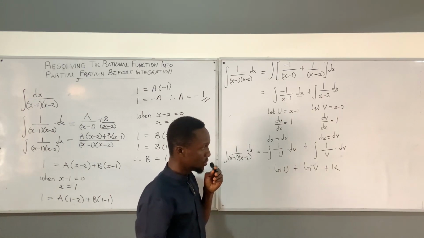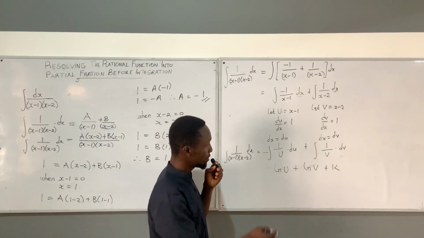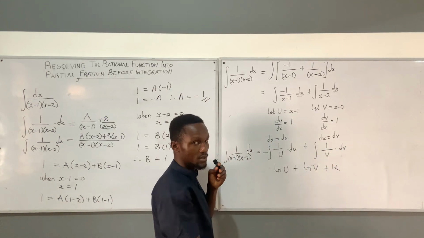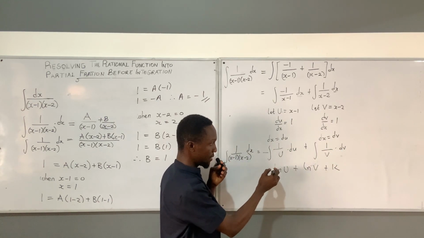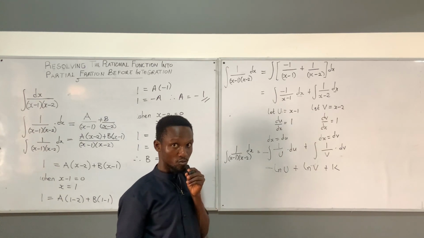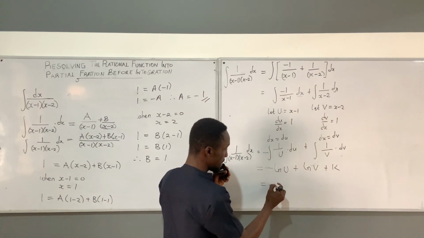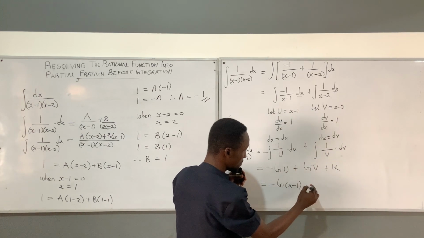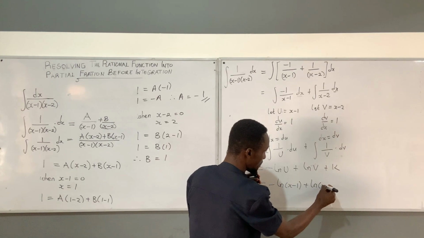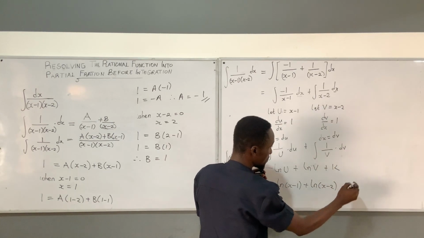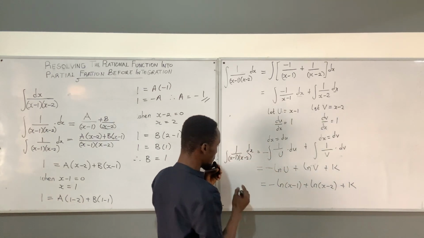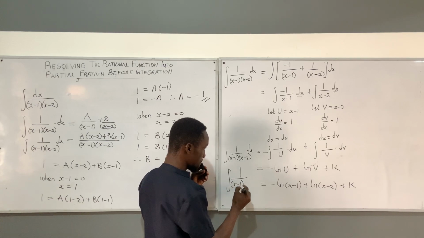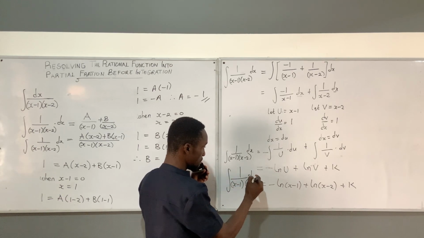Okay? So now, in the beginning, you said that let u be equal to this and let v be equal to this. We substitute the result back. Because I have a negative 1 here, I need to bring it so I don't confuse you. Okay? So now, negative ln x minus 1, which stands for this, plus ln x minus 2, which stands for this, plus what? k is our constant of integration. So the integral of 1 over (x minus 1)(x minus 2) dx is equal to this.